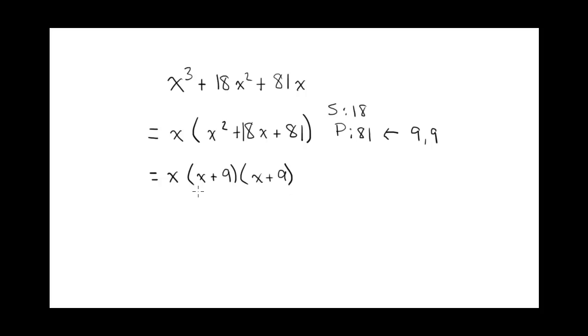You might recognize here that these two brackets are the same. And usually if you're multiplying two things that are the same, instead of writing x plus 9 times x plus 9, you're going to write x plus 9 all squared. So if you ever get two brackets the same, usually you're going to write that bracket squared. So in this case, x times x plus 9 squared.